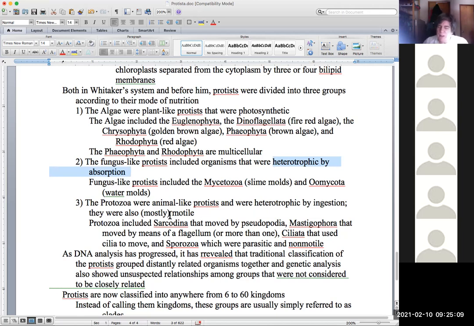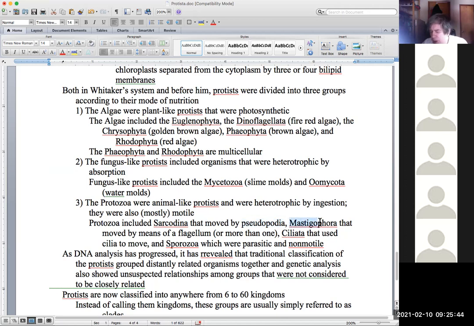And they were also considered to be motile, although mostly for a reason that we'll talk about in a second. And there were four main groups of the protozoa: Sarcodina, and Sarcodina means fleshy. There's a type of cancer called a sarcoma, which starts in epithelial tissue, which is the type of tissue in the skin. And Sarcodina moved by pseudopodia. That amoeba was put in Sarcodina.